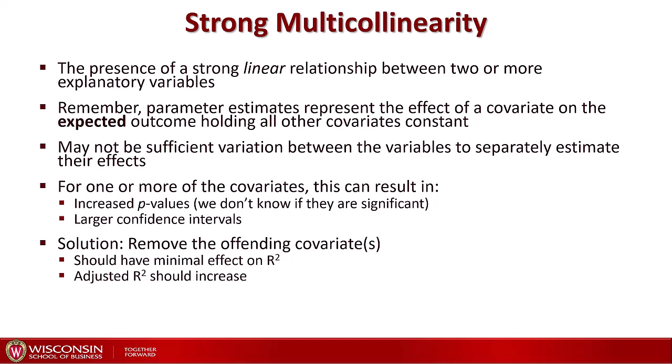Remember, parameter estimates represent the effect of a covariate on the expected outcome when you hold all the other x's constant. If two variables tend to always move together, we can't really estimate the effect of each on the expected outcome, because one never stays constant when the other moves.